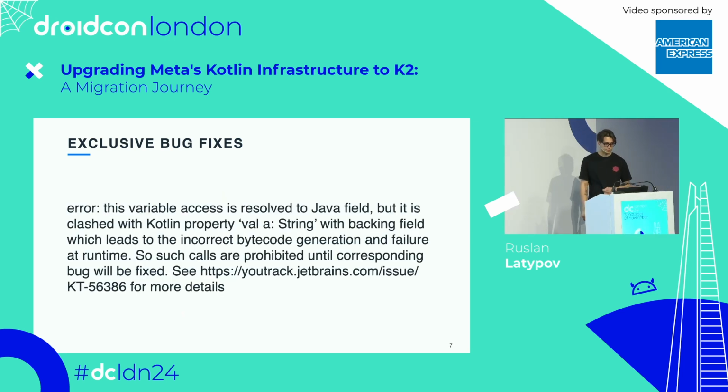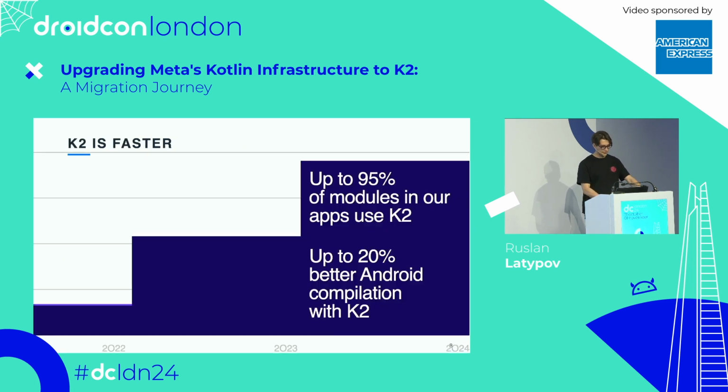In Kotlin 2.0, a new compilation error was introduced. The compilation error covers the provided example, but only for the K2 frontend. Such examples make usage of K2 safer. Fast forward 2 years, up to 95% of our modules were migrated to K2, and it improved our build speed on average by 20%.